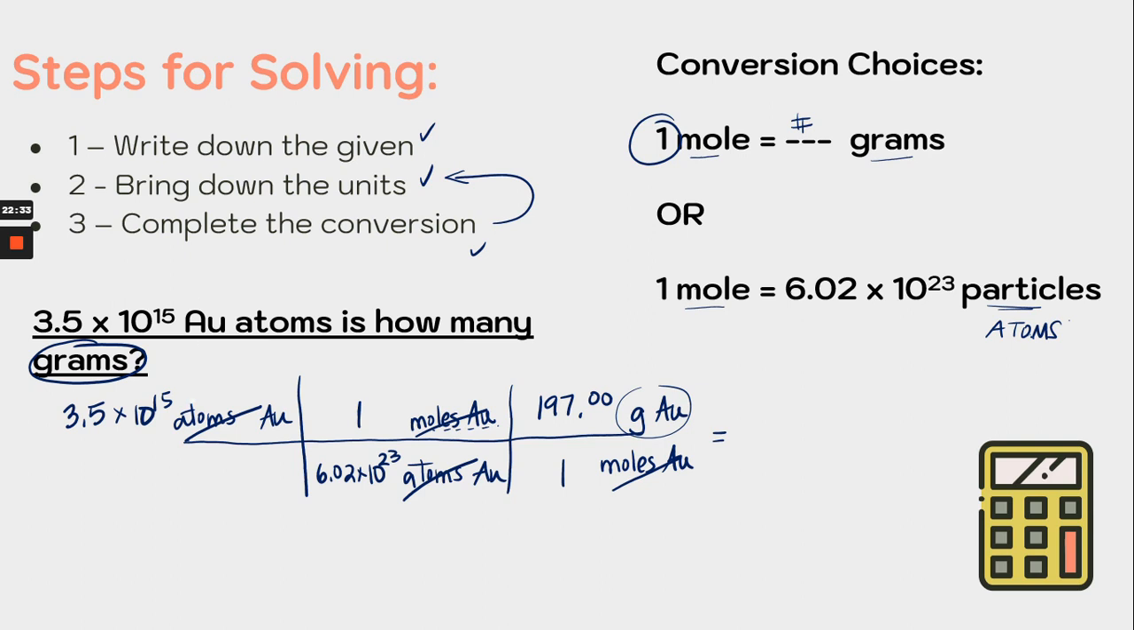Okay, multiply across the top. 3.5 EXP 15 times 197 divided by 6.02 EXP 23. With sig figs, I get 1.1 times 10 to the -6th grams, which is not a lot, right? It's a tiny little bit of a gram, not a negative amount, but just less than 1. Okay. Now, our numbers just got ugly. I am aware. That is okay. That is why we use a calculator.